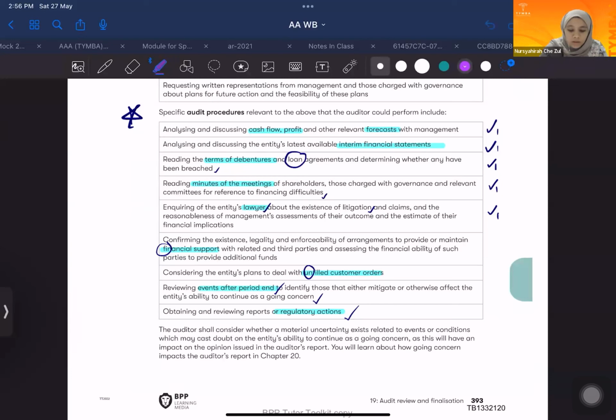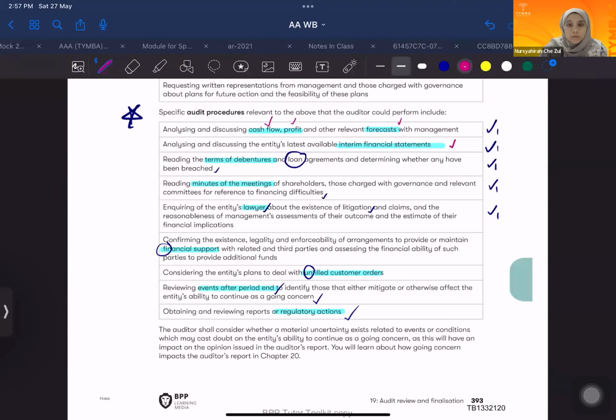Okay, so yeah, you guys can screenshot this. I think this is the possible answer. I mean, this is the answer. In exam, examiner is going to ask about 4 or 5. Okay, so I'm going to quickly recap the procedure. Number 1, we are going to obtain forecast. It can be cash flow forecast and profit forecast because we want to see what will happen in future.